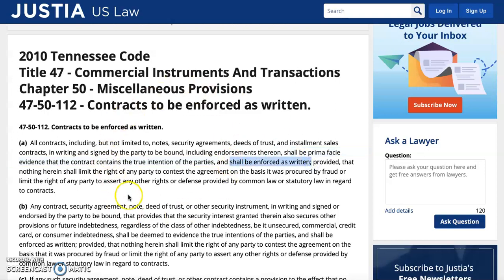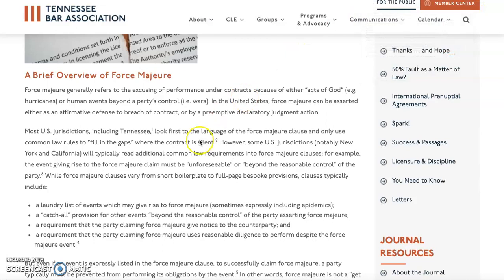So it's kind of lengthy, but the really important part is "and shall be enforced as written." This just governs that contracts that are not procured by fraud or limiting the right of any parties to assert their rights shall then be enforced as written. And there is no evidence in the video that the contract that the Roberts signed was fraudulent or in any way not allowing them to assert their rights. So this governs the enforceability of the contract, which is super important for the case.